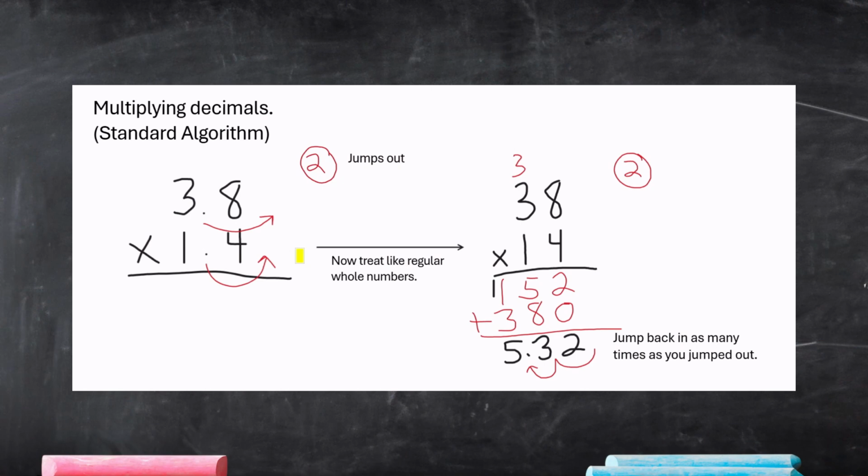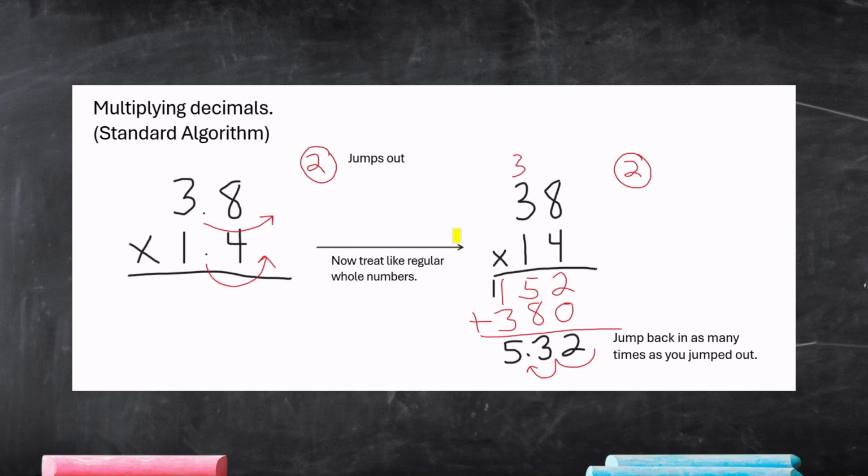Here on this page we have 3 8/10 times 1 4/10. The way I teach my students to handle this is to jump the decimal out of any of the factors. So it would take one jump to get that one out and one jump to get that one out, for a total of 2 jumps. I have my kids record that so they don't forget how many jumps they made.